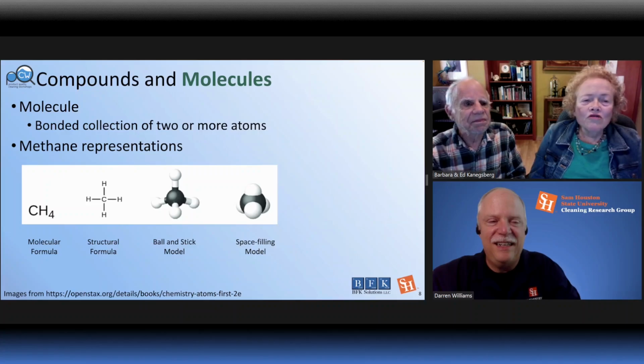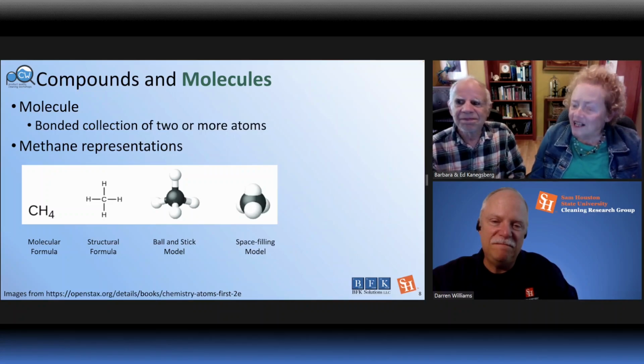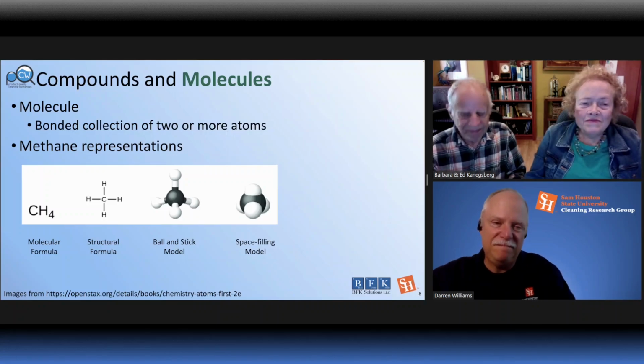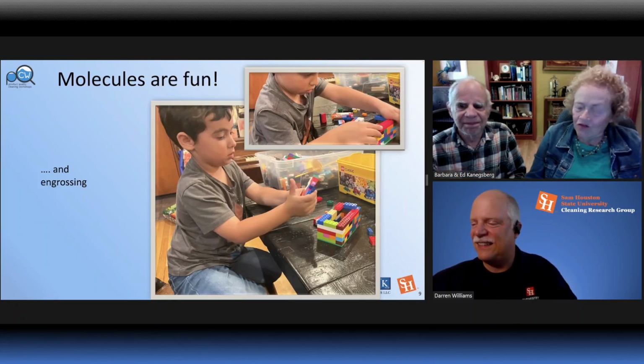And we are showing you methane representations. And I think it's real important: you can't get a real good microscope and see C's and H4s or ball and stick models. These are all representations of what we think they look like today. So, molecules are fun and very engrossing.